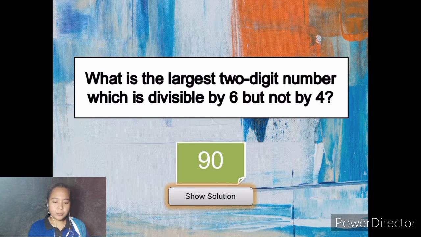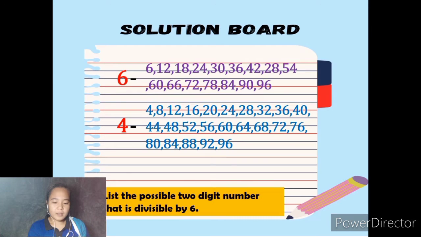What is the largest two-digit number which is divisible by 6 but not by 4? Yung sagot is 90. So, ito yung solution kung paano nakuha yung 90. Just list the possible two-digit number that is divisible by 6 tsaka divisible by 4. So, nakuha na natin yung 6 tsaka yung 4, yung divisible dun na two-digit number. Yung pinakamataas sa 6 is 96 tsaka dun din siya sa 4.